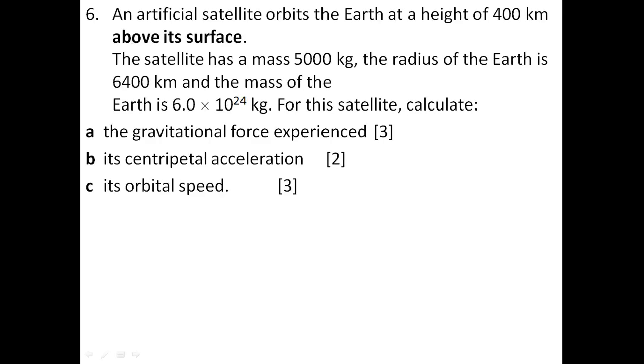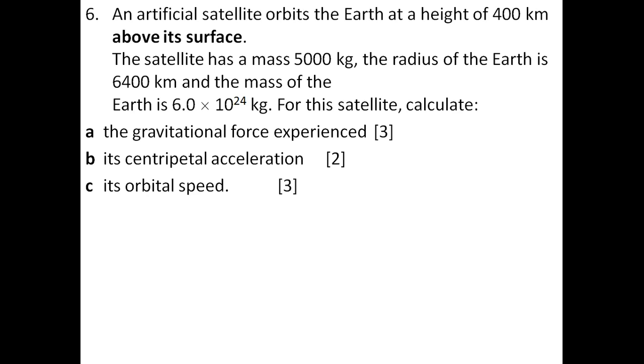Okay, question number 6. An artificial satellite orbits the Earth at a height of 400 km above its surface. Now, take it carefully so you can see the bulb here. Okay, it says above its surface. Now, the satellite has a mass of 5,000 kg. The radius of the Earth is 6,400 km, and the mass of the Earth is 6.0 times 10 to the power 24 kg. So for this satellite, calculate A, the gravitational force experienced, B, its centripetal acceleration, and C, its orbital speed.